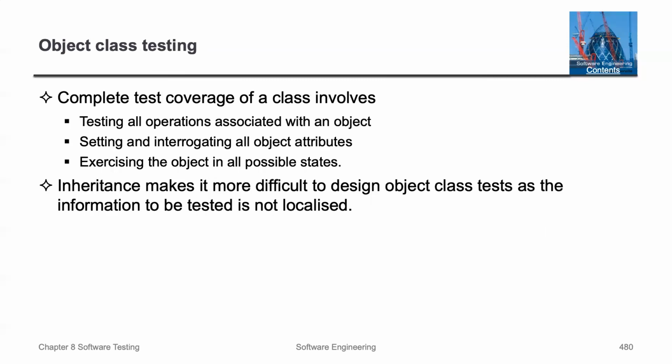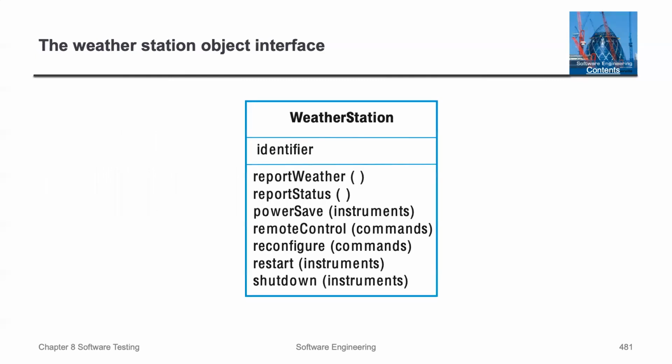For object class testing, you would have complete test coverage of the class involved. So you would be testing all operations associated with an object. You would be testing and interrogating all object attributes and exercising the object in all possible states. Inheritance makes object class testing more difficult, as the information to be tested is not localized. So that's something that with your UML models and other types of information, you could get a better sense of what needs to be tested to be thorough.